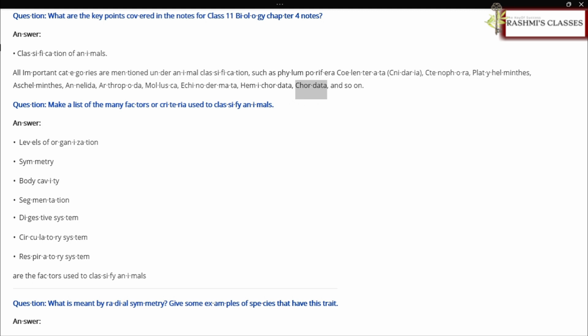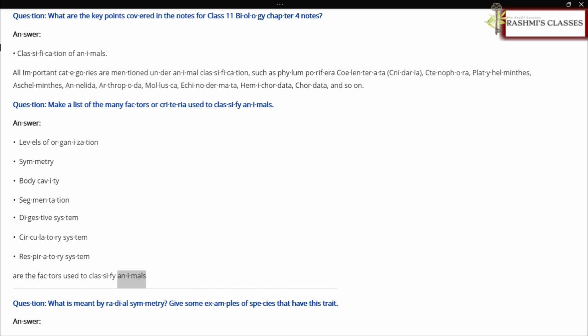Question: Make a list of the many factors or criteria used to classify animals. Answer: Levels of organization. Symmetry. Body cavity. Segmentation. Digestive system. Circulatory system. Respiratory system. These are the factors used to classify animals.